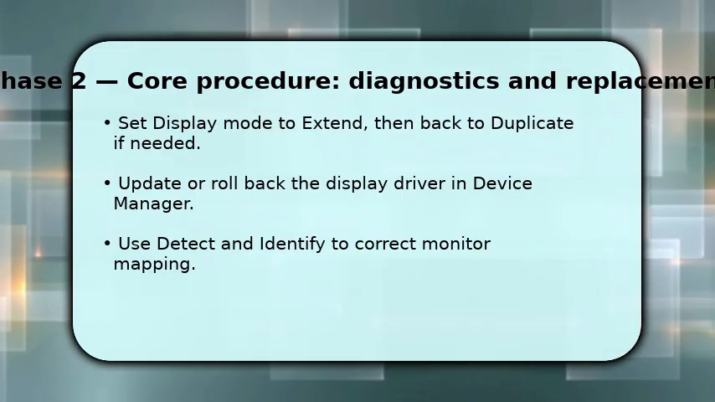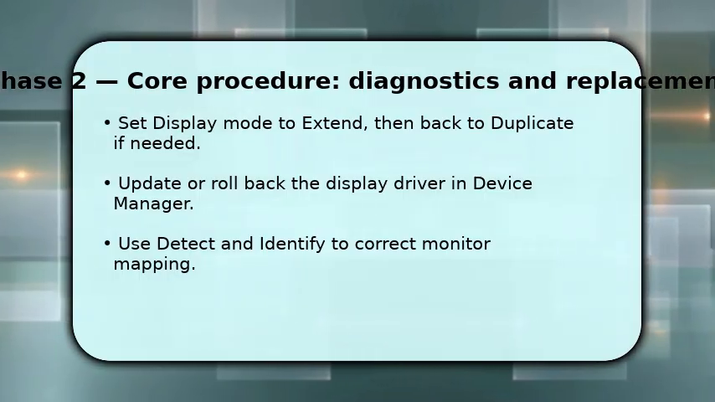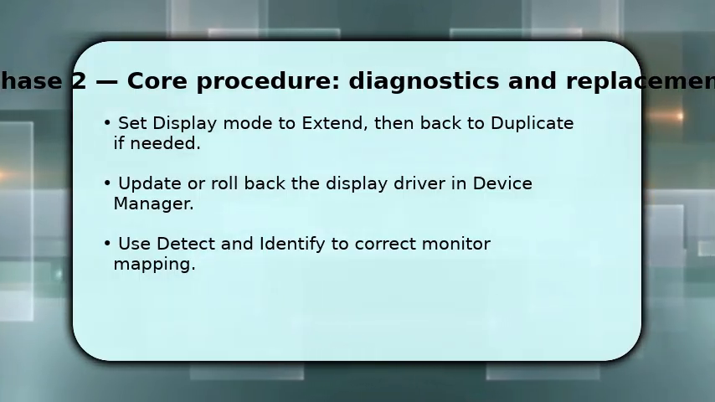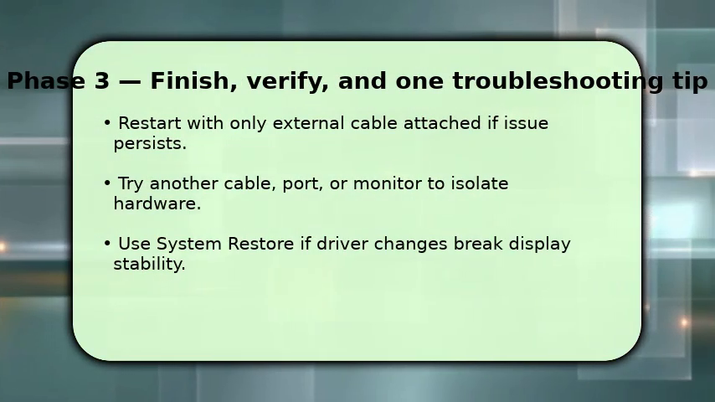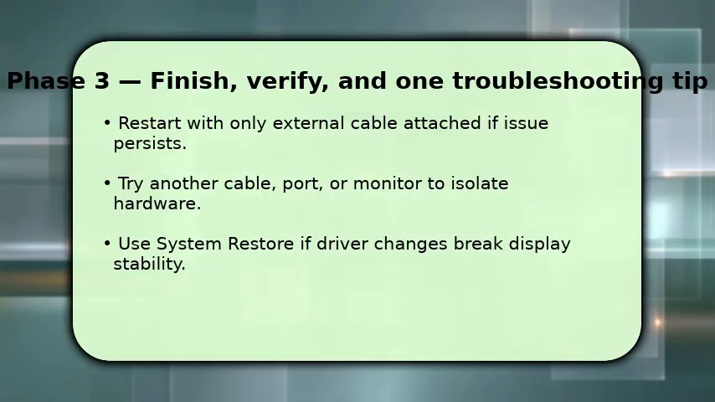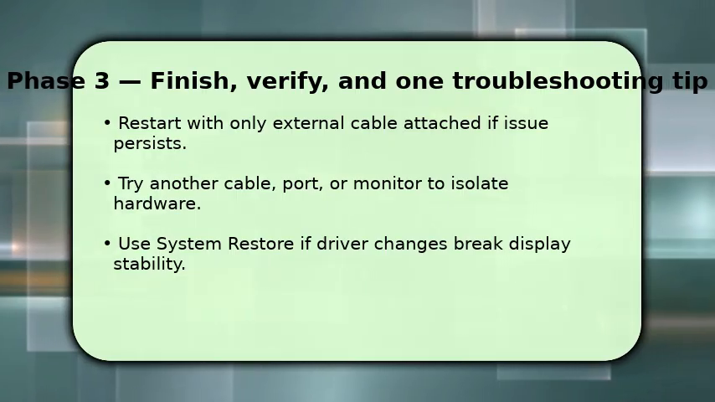Also click Detect and Identify in display settings to ensure Windows maps each physical screen correctly. These steps realign software with hardware. Finish by locking in the correct mode and confirming stability. Set duplicate only when you see distinct device names and correct resolutions.